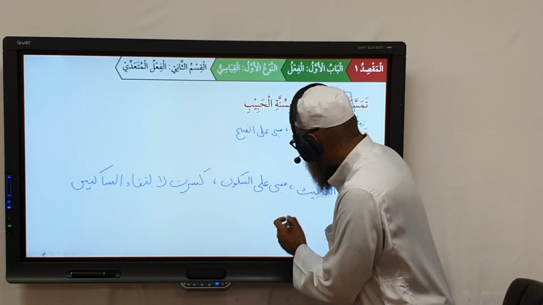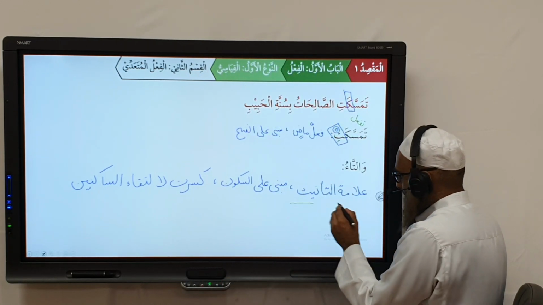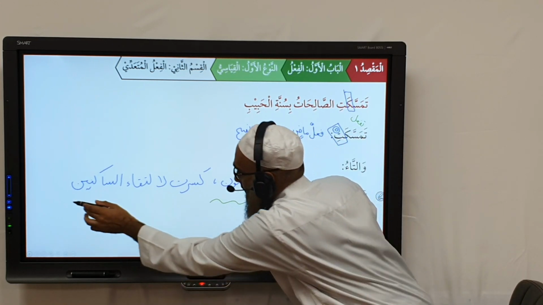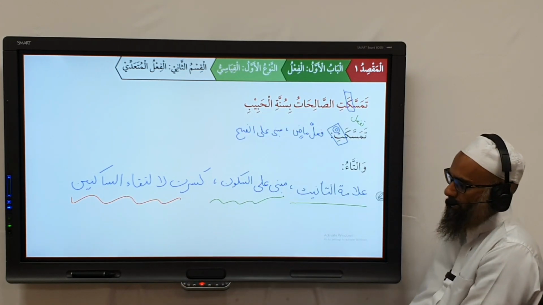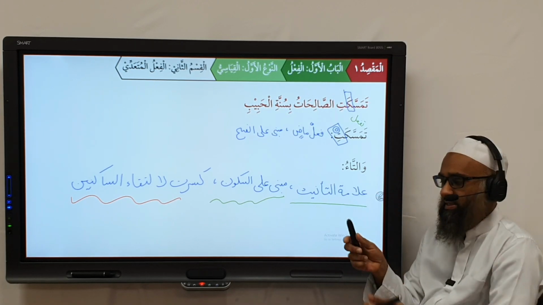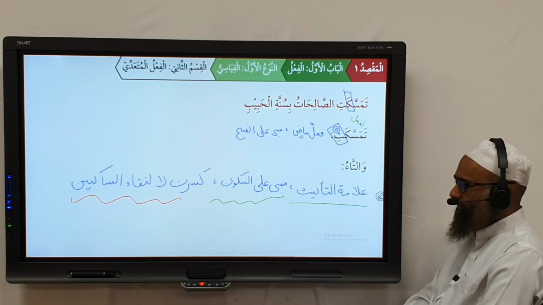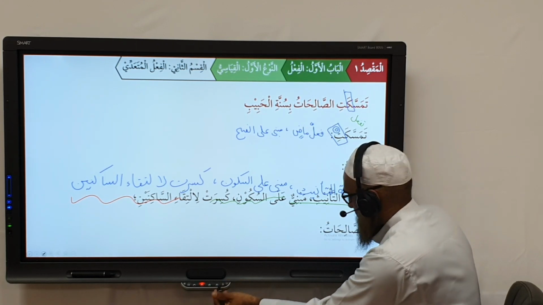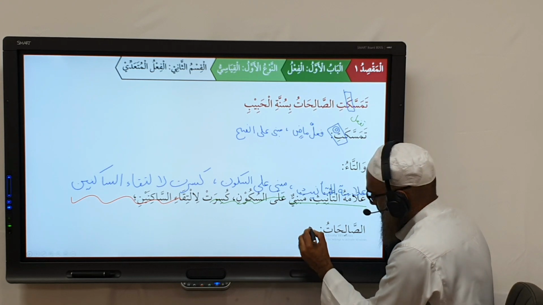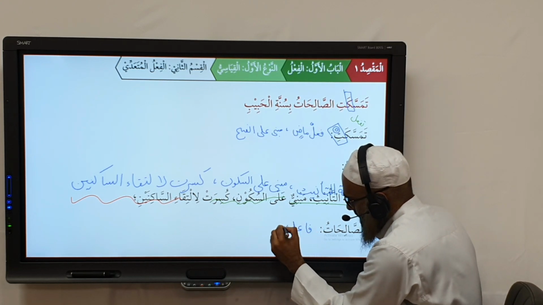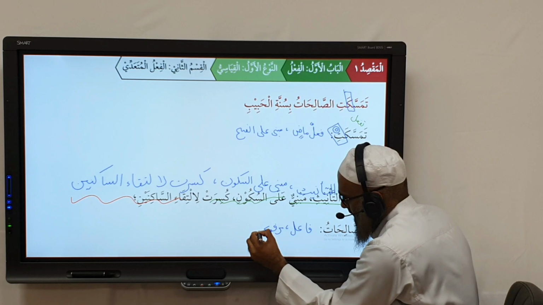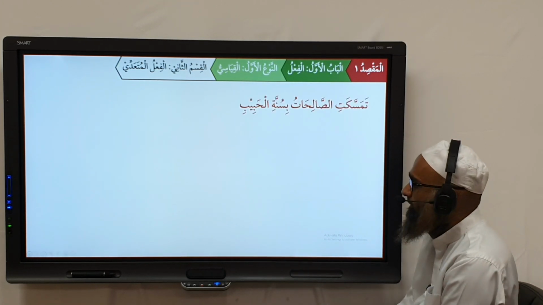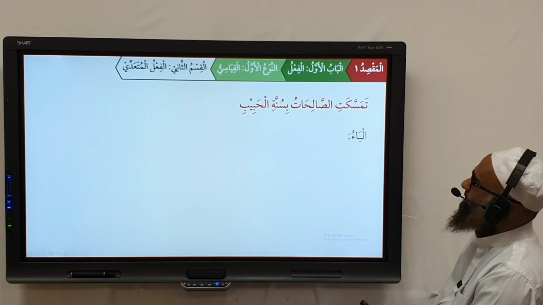That's the I'rab. You write alamatu ta'nith, this is its function. This is the original mabni ala sukoon. This is then a temporary change to it because of circumstances. So when you write the I'rab this time, you write it like this. Understood? And then, what's the I'rab of salihat? Fa'ilun marfu'un bil dhammati. Good.